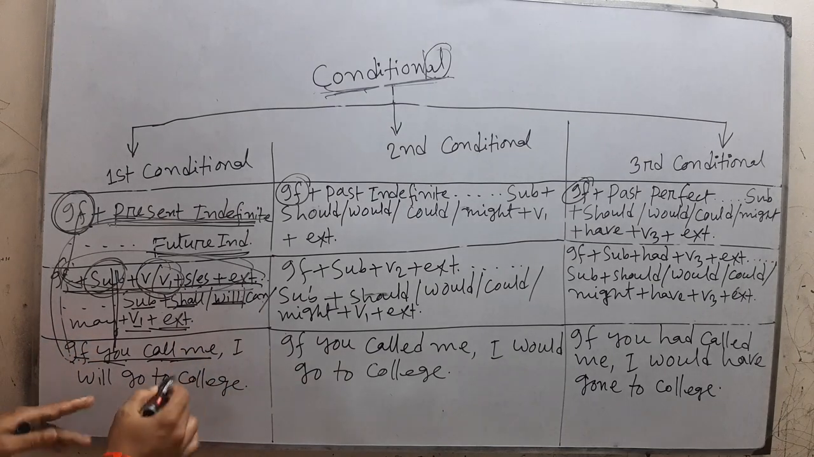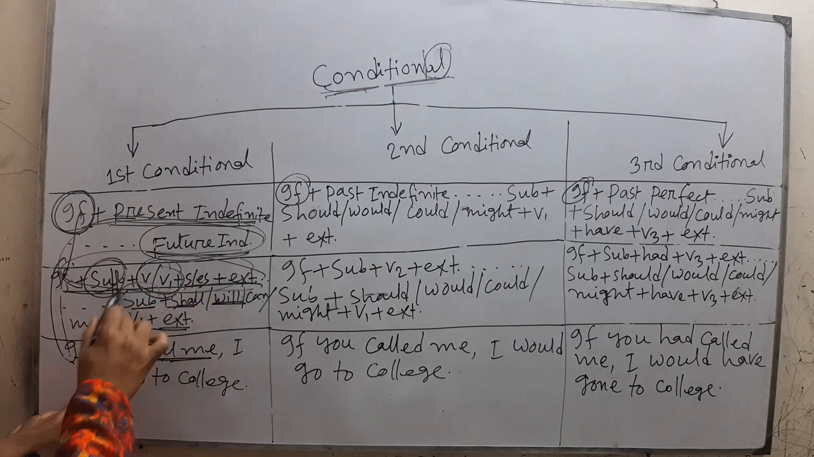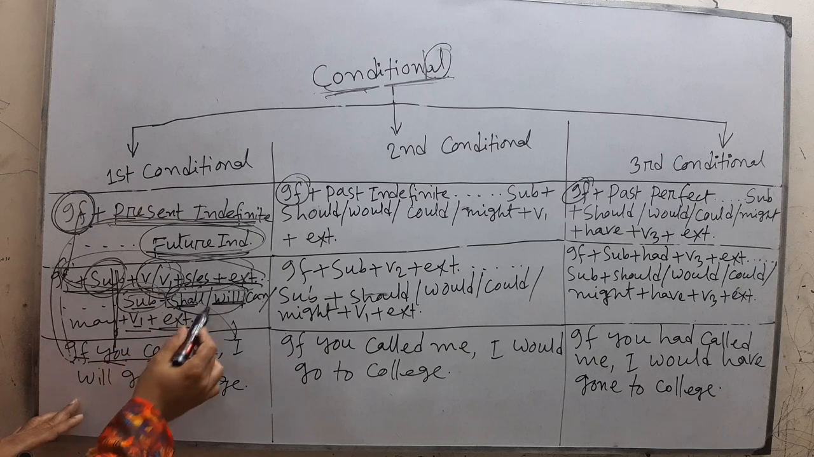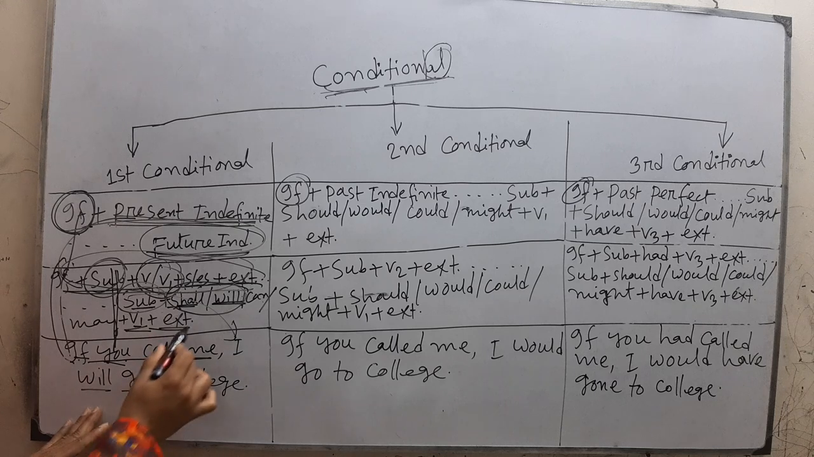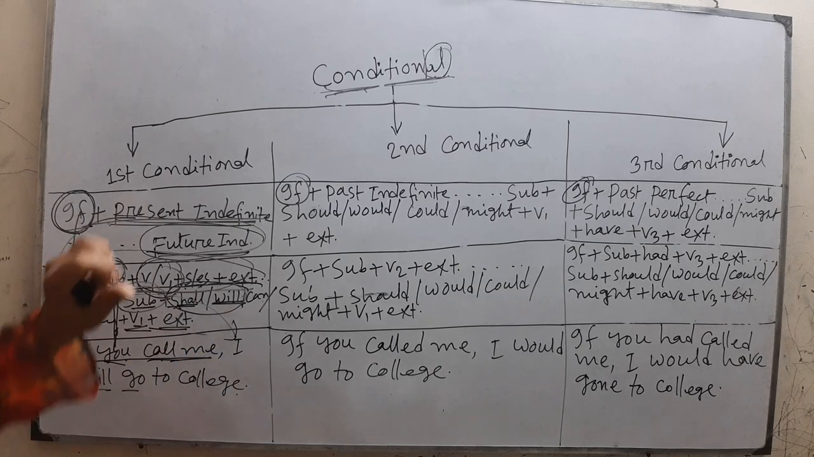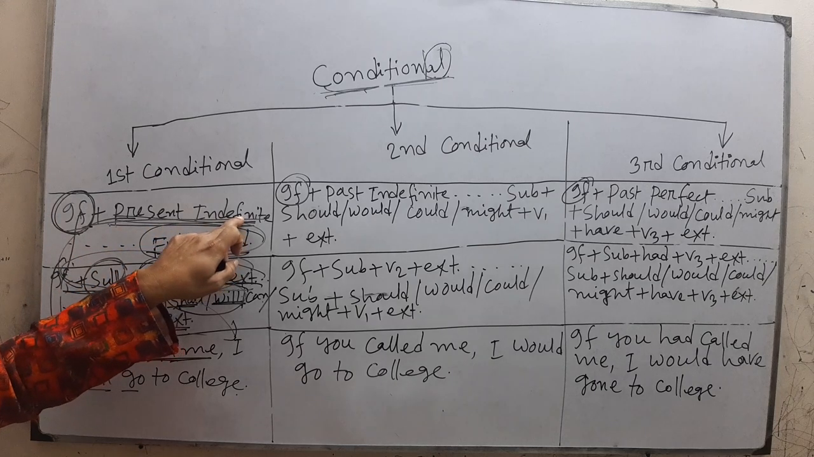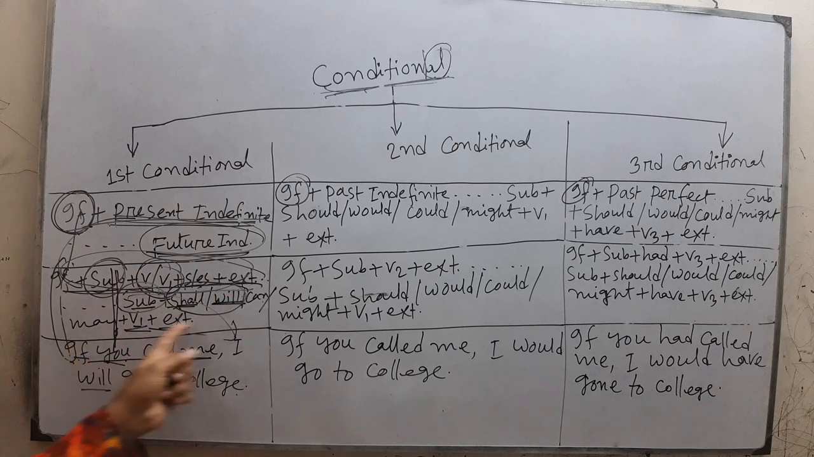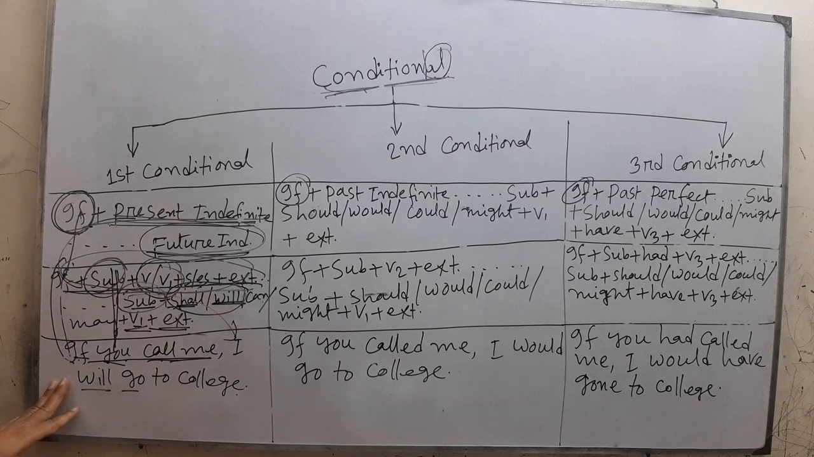Now I am giving the example following the second part of the sentence. Here the subject is I, then shall or will, this is the modal auxiliary. Here I will, then the main verb in present form, go, then extension, to college. So what is the example of first conditional? Now follow. If you call me, this is related to this part. I will go to college, this is related to this part. There are two parts here. When these two parts are combined, it will be first conditional. So now finally I am giving the example.